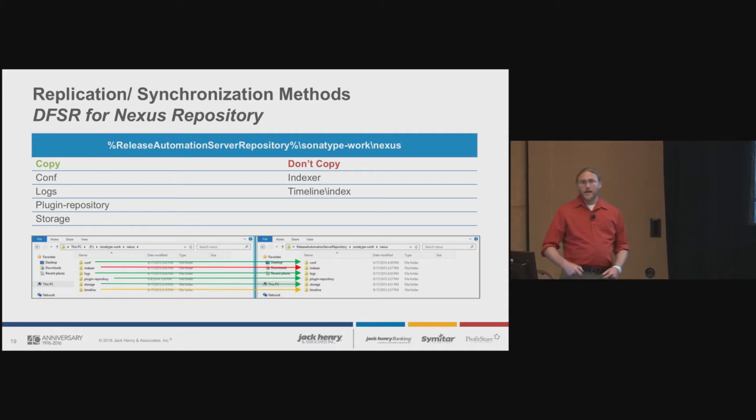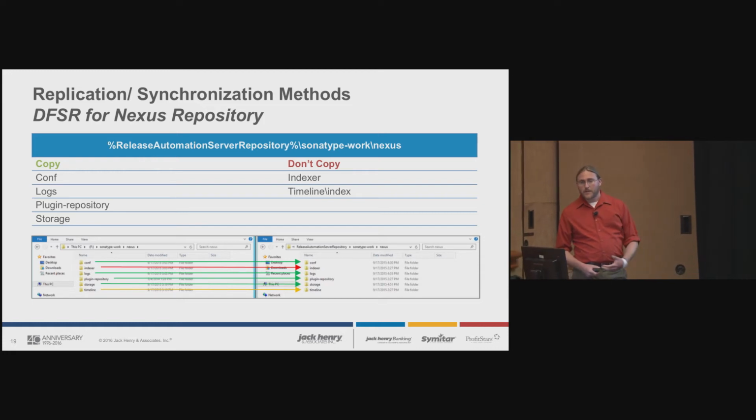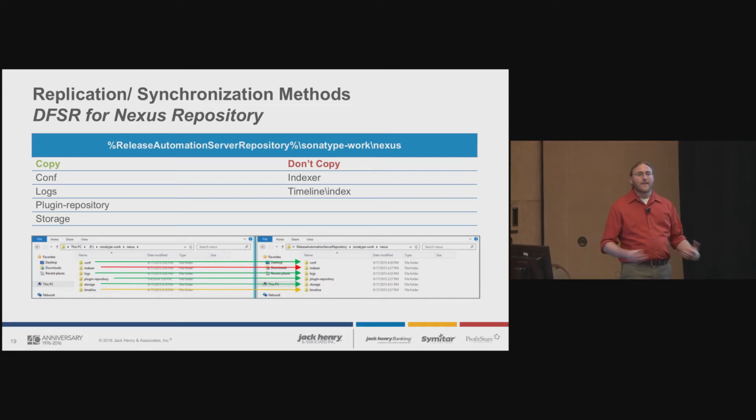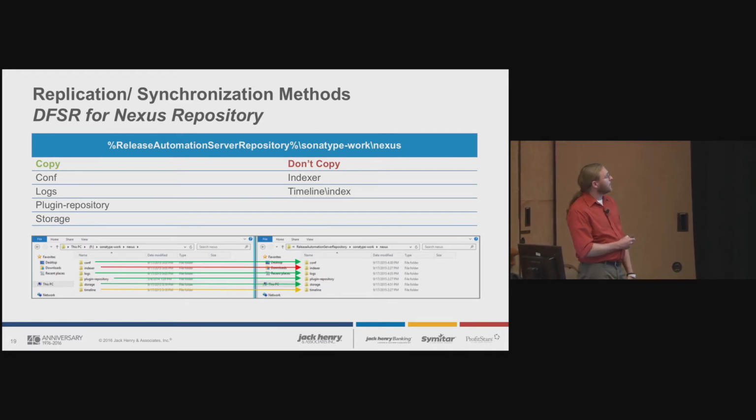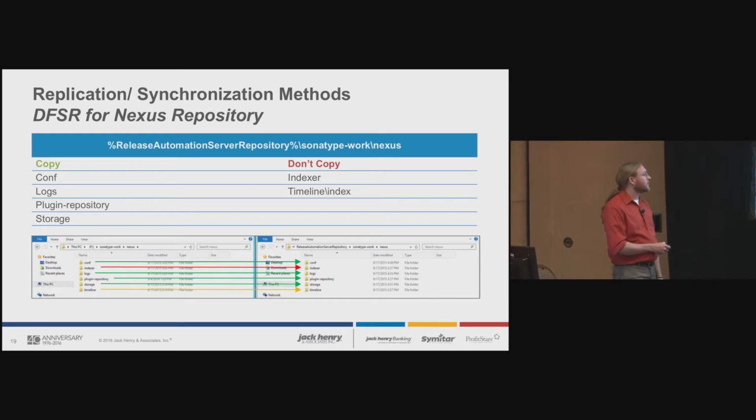I've included in the slide notes a little bit about DFSR if anybody's not familiar with it. It's a feature that's configurable within Microsoft Server. But the bottom line is that the repository is just a flat file system. So if you can replicate the file system from one place to another, it'll be available when you need it. So we set up DFSR, and we copied the conf folder, configuration folder, the logs, the plugin repository, and the storage. Now there's a couple of files that are specific to the server.